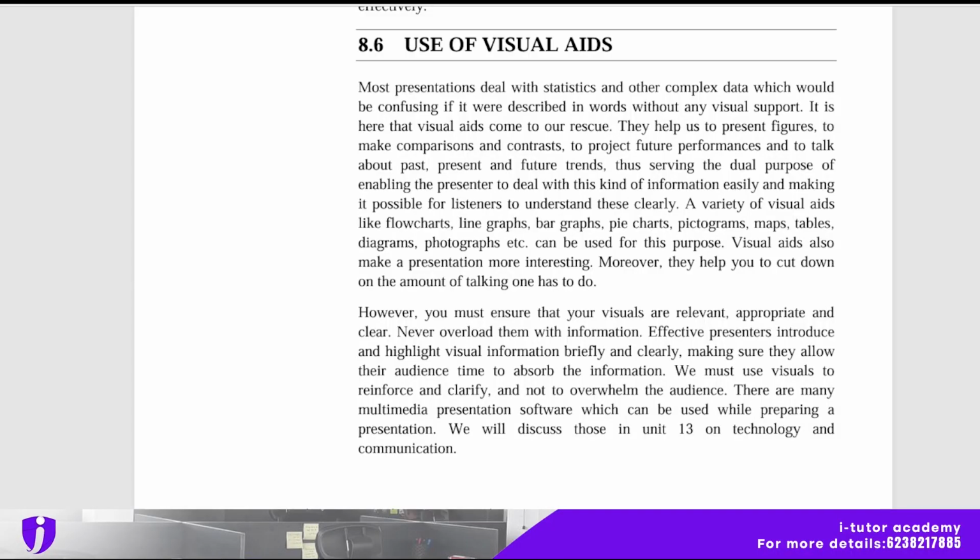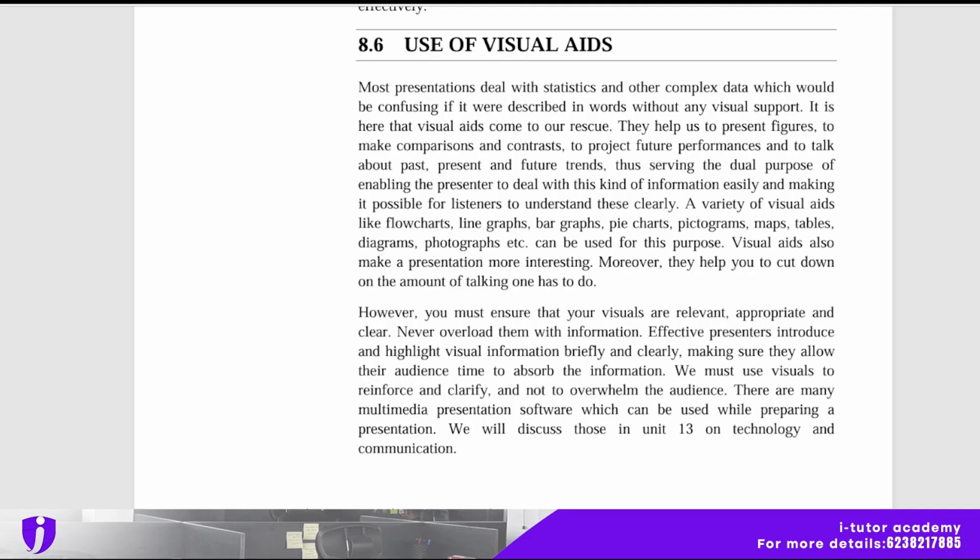In today's session, we will start with Unit 8, Subsection 6 of MMPC 007, that is use of visual aids. Okay, so in the last video, we already started Unit 8 from Subsection 1. So you just refer to that.